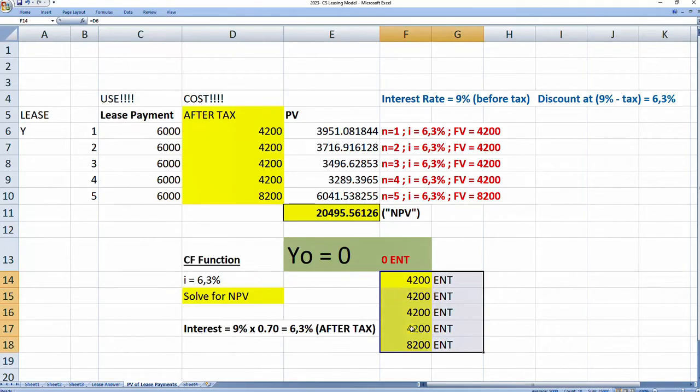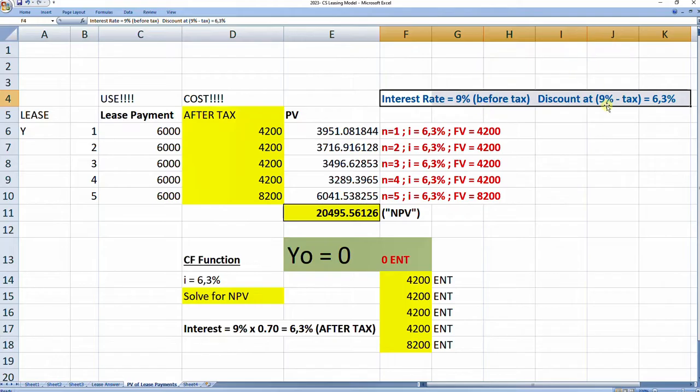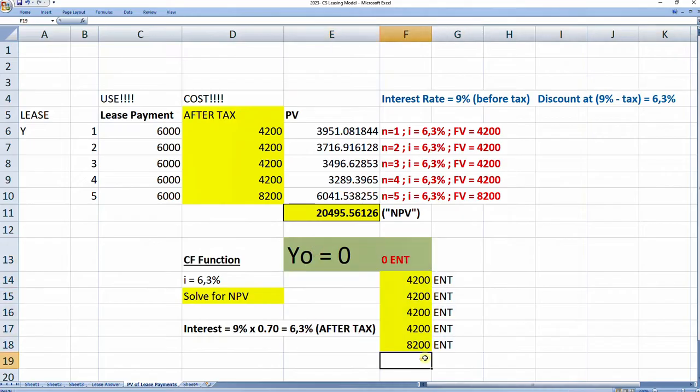Put in all those amounts. Put in your interest rate. Remember, interest rates are after tax. So in the question here, I gave 9%. 9% less the tax gives you 6.3% after tax. If you take all of those amounts, put I as 6.3% and solve for NPV, you should get the same answer there. Do you get it? Did you try that? 0 as the first enter, and then all of those amounts enter, enter, enter, and then put your I as 6.3, solve for NPV, you should get that figure. Did that work? Yeah.